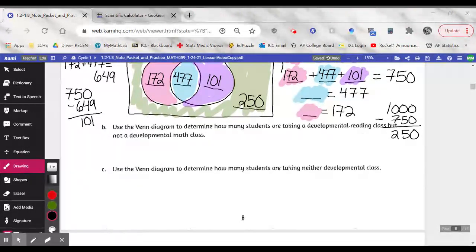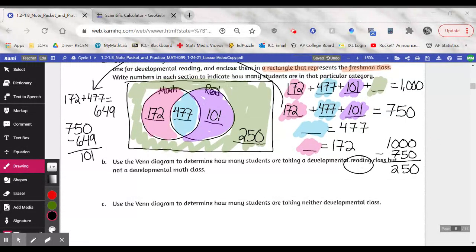Okay, for part B, use the Venn diagram to determine how many students are taking a developmental reading class, but not a developmental math class. So this is really just saying reading only. So just looking at your Venn diagram here, we have 101 students.